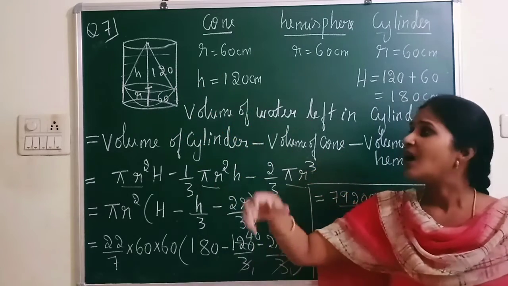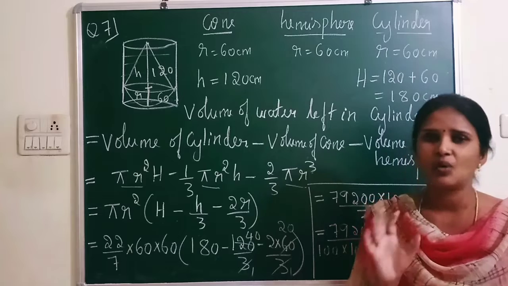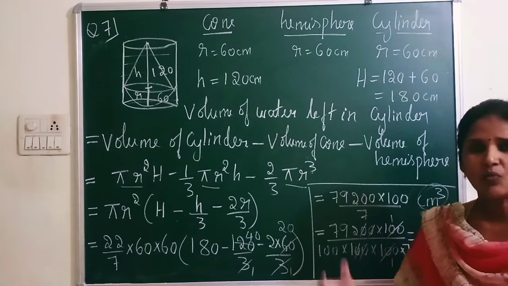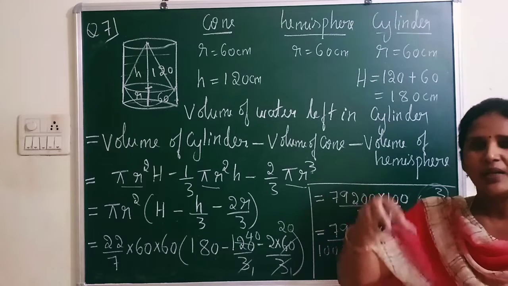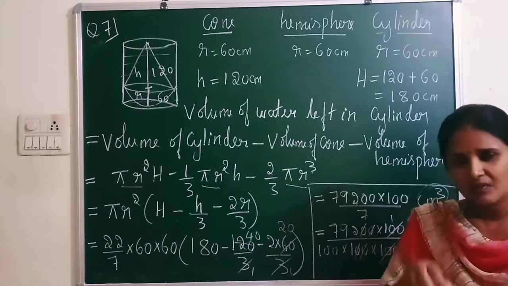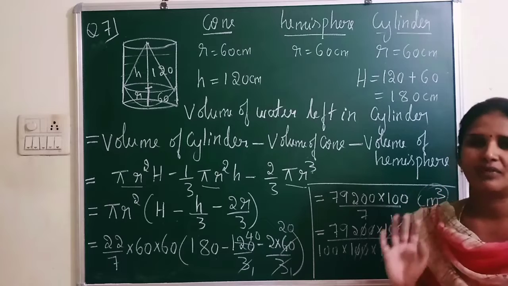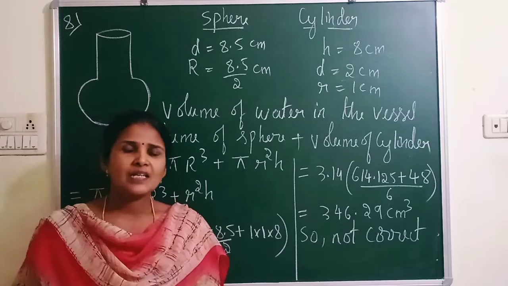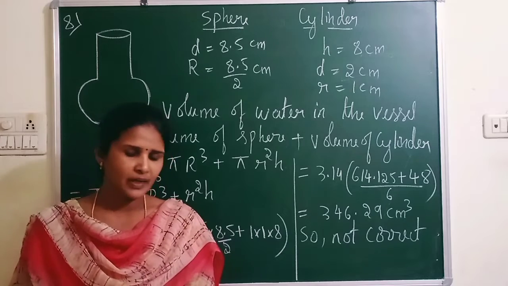in the vessel, and that vessel which is filled with water. So the volume of water left in the cylinder is nothing but, whatever solid you keep inside the given vessel, you have to subtract from the given vessel. So this is a little different question. Try to concentrate. The last question of this exercise is question number 8.